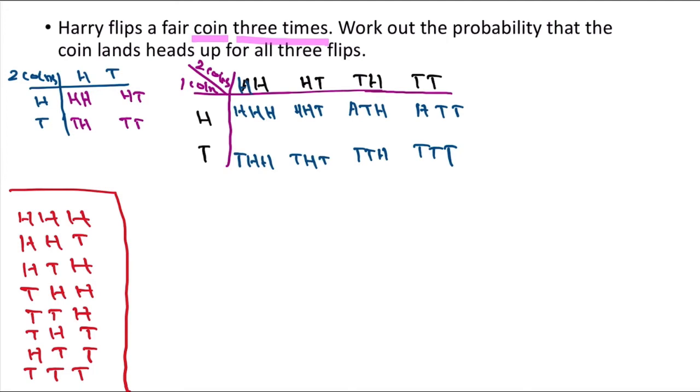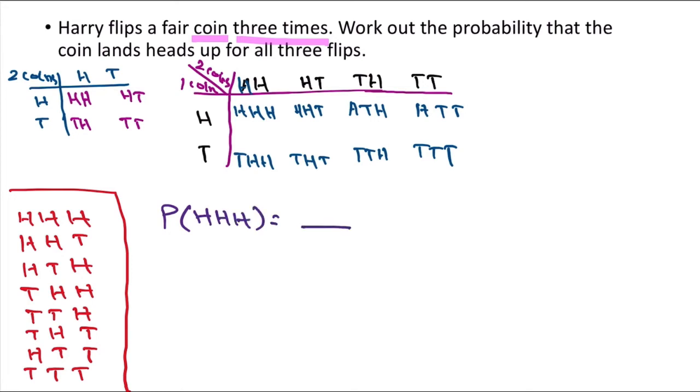Now I'm going back to the question. Harry flips a fair coin 3 times. So we have got the sample space for the 3 times. Now, the original question is, what we are finding out is the probability that the coin lands heads up for all 3 times. So we are finding out the probability when the head appears in all 3 times.